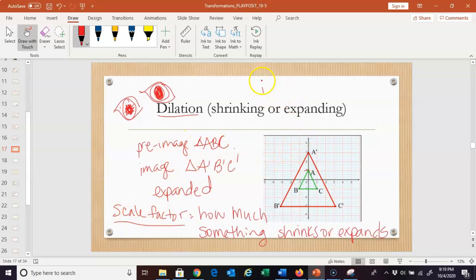So one little tidbit, let's put it up here. It will be expanding if the scale factor is bigger than 1, and it will be shrinking if the scale factor is less than 1. Two values to keep in mind there.